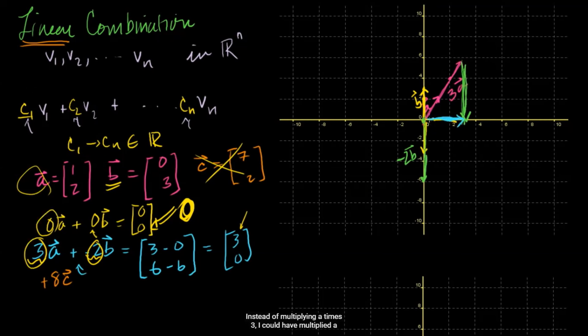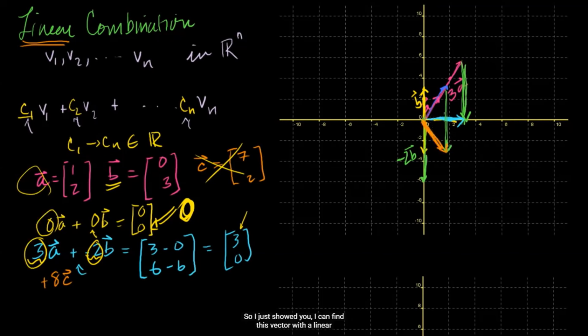I could have, instead of multiplying A times 3, I could have multiplied A times 1.5. It's gotten right here. So 1.5A minus 2B. Minus 2B would still look the same. It would look something like this. And so our new vector that we would find would be something like this.